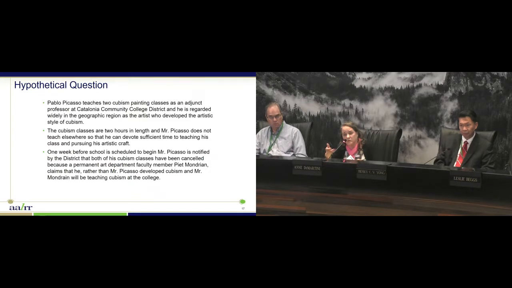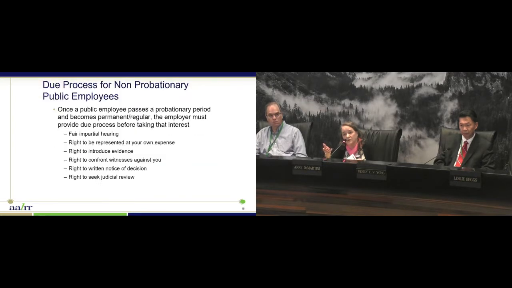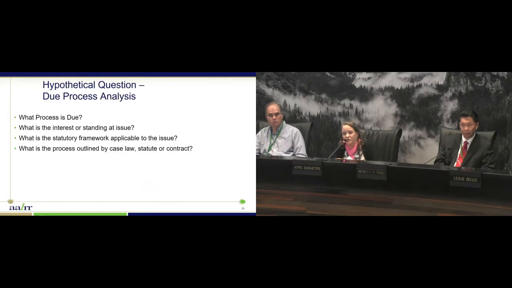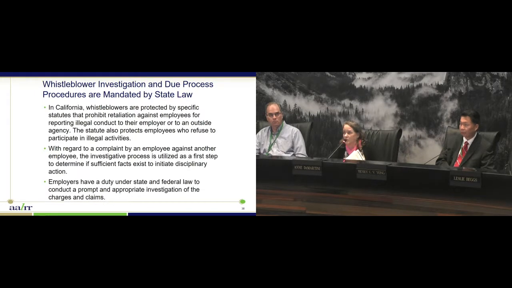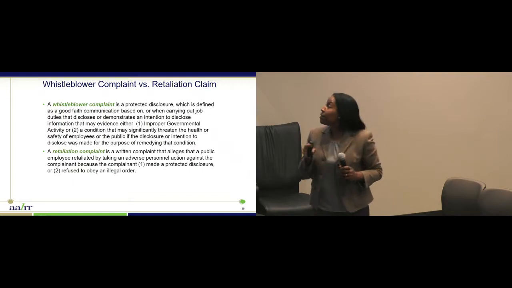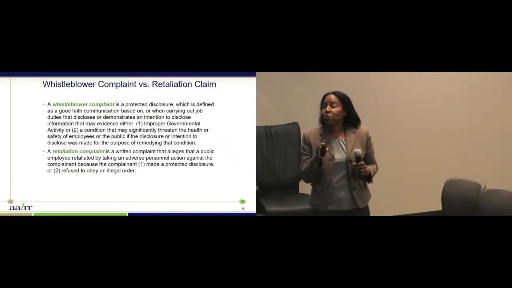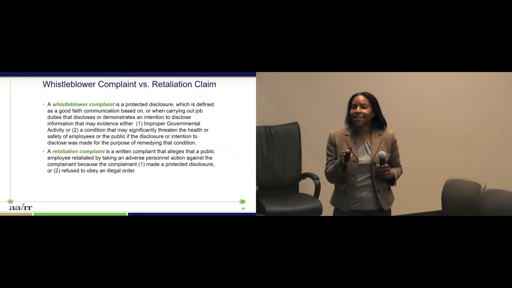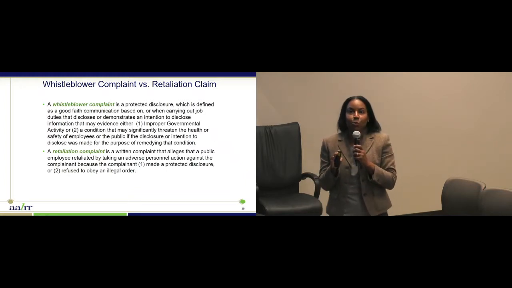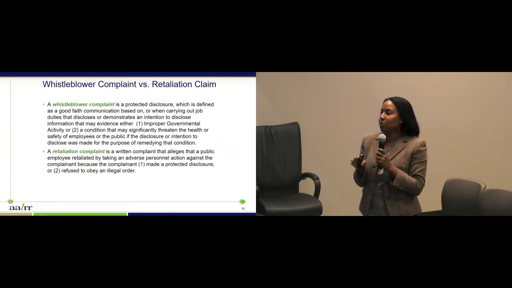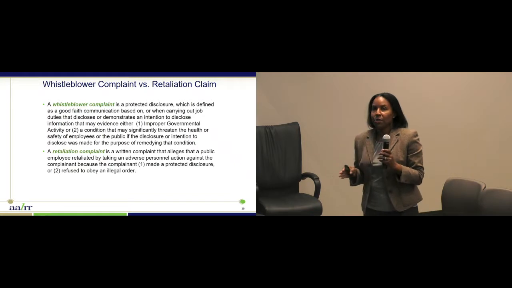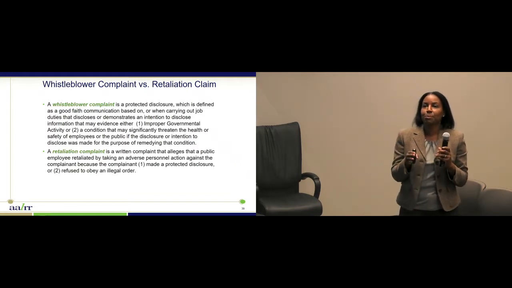So, I see what you're saying. Whistleblower. What kind of notice? Let's go to whistleblower. It's a specific kind of statutory process. I think there are two things to know about whistleblower, and we're on slide 39. There are two types of whistleblower complaints. One is someone saying something untoward is happening in public government. Then there's the retaliation complaint, which is a written complaint that alleges that you've retaliated.